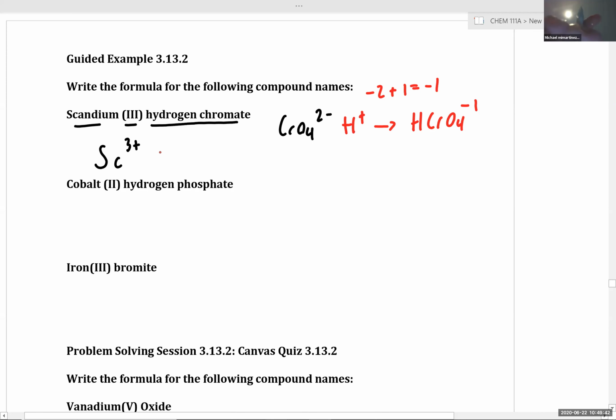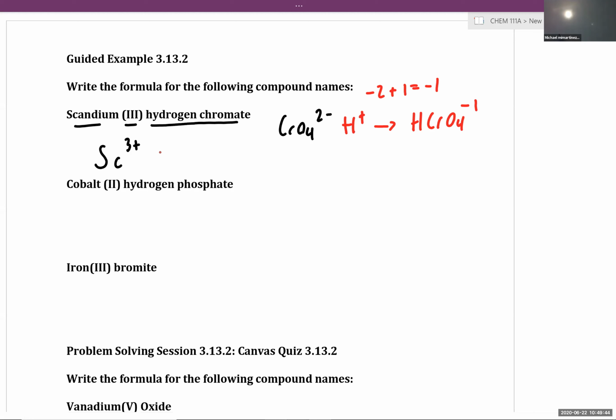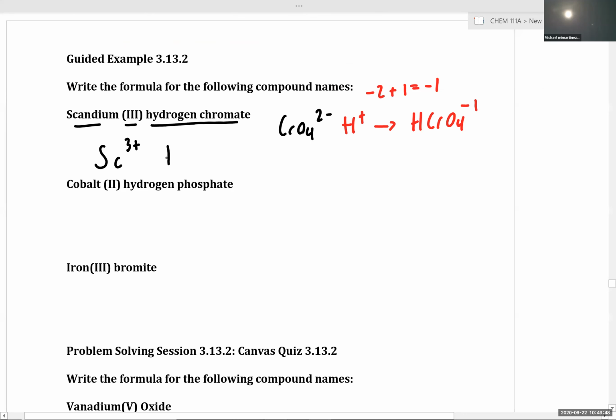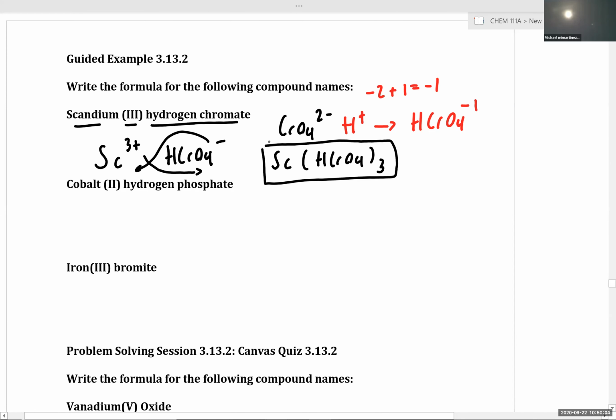Okay, so we write out the formula and charge of our polyatomic ion. And now all we have to do is cross our charges into the subscripts. And that in turn gives us scandium HCrO4 3. There we go. Wonderful. Let's look at another example.